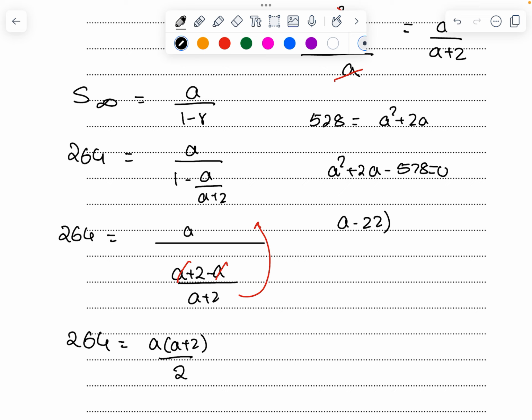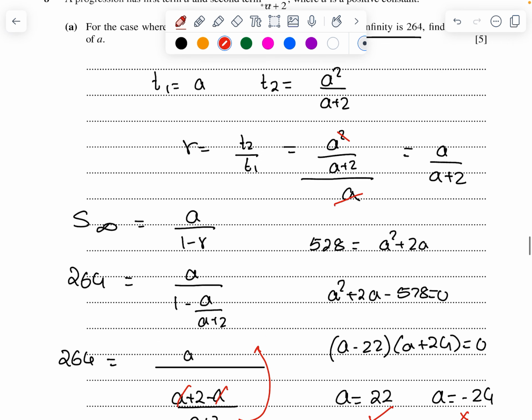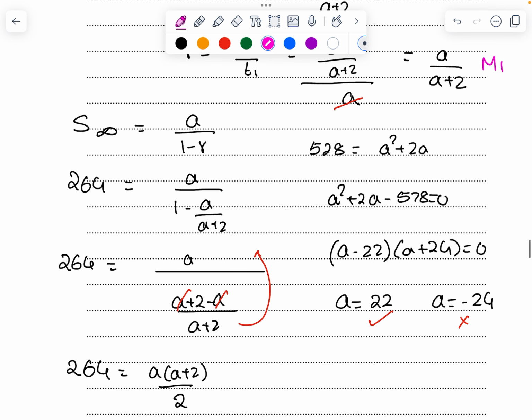Factorize it out: a minus 22 times a plus 24 equals 0. So a equals 22, a equals negative 24. A cannot be negative, so a equals 22. So first method mark to get the value of r, another method mark to use the formula, another method mark to get the quadratic, then another method mark for accuracy, this one, and finally accuracy mark.